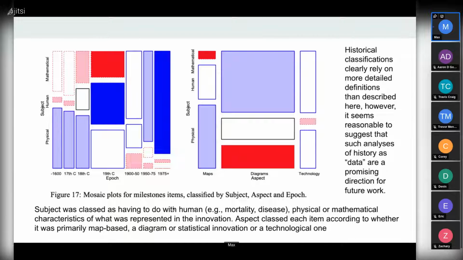Based on the data they collected, which, granted, is probably incomplete, here's by their advancements, what the advancement was mostly in. It's mostly in maps. Maps advancements usually affect physical things. Diagrams aspects mostly affect mathematical things, and technology mostly affects mathematical things. Human, not so much. Human is mostly affected by diagram and aspects, which kind of makes sense. Mathematical don't really care about advancements in mapping technology.